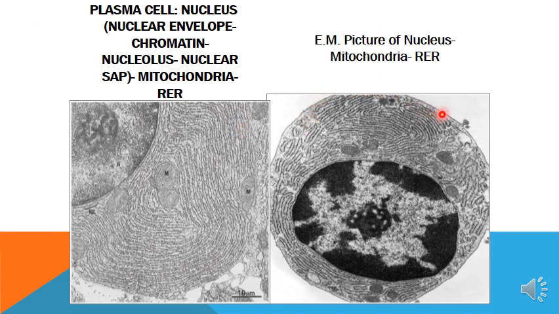This is a cell called a plasma cell. The plasma cell has a characteristic shaped nucleus. This is the nucleus of the cell, and this is the cytoplasm of the cell. This cell has a characteristic nucleus with a clock face appearance, and this is the nucleolus. The cytoplasm of this cell contains multiple mitochondria with RER, the rough endoplasmic reticulum, meaning that this cell is concerned with protein synthesis and secretion.